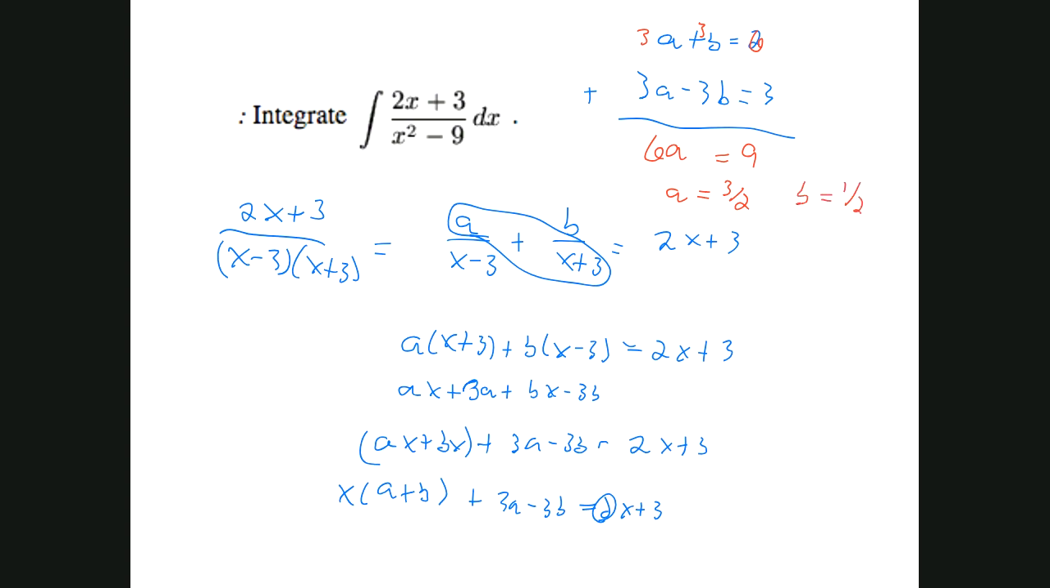So now I can plug this back in. So this becomes 3/2 here. This becomes 1/2 here. And now I can take the integral of each of these. So I'm going to end up with 3/2 natural log of x minus 3 plus 1/2 natural log of x plus 3. That's what we worked on the week before vacation, taking the integrals of that.